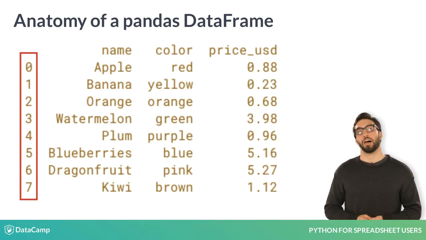Finally, on the left is the data frame's index. The index is a powerful component of the pandas data frame, but beyond the scope of this course. Moving forward, I'll explicitly share when we're performing an action to avoid working with the index.